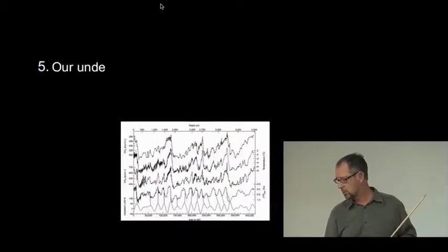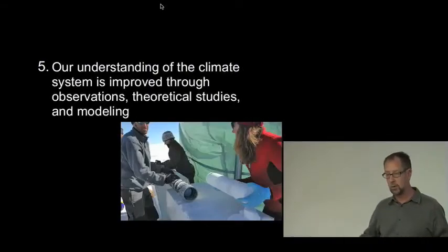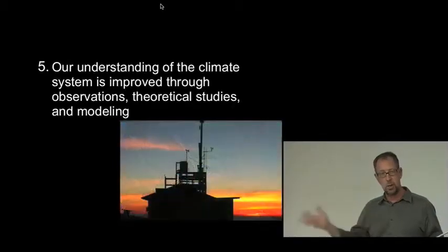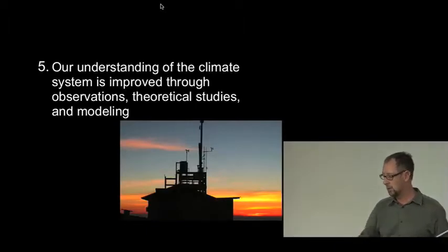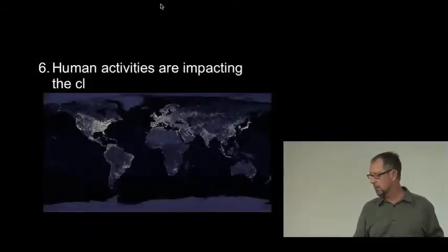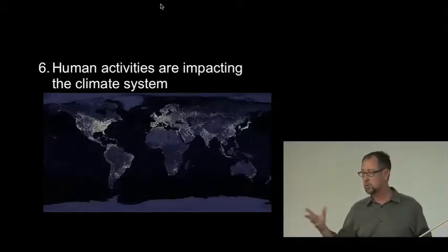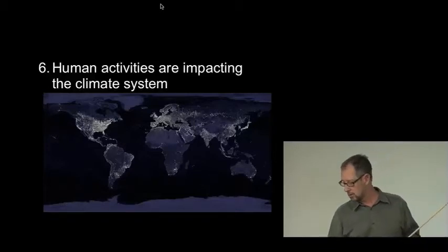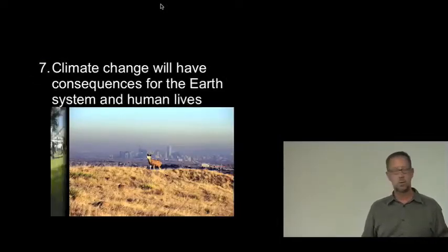The fifth essential principle talks about the nature of science, the scientific process, and how our understanding of the climate system is improved through observations, theoretical studies, and modeling, and they all go together. The sixth focuses particularly on the fact that human activities are impacting the climate system, not just burning of fossil fuels, but certainly land use changes are also playing a significant role.